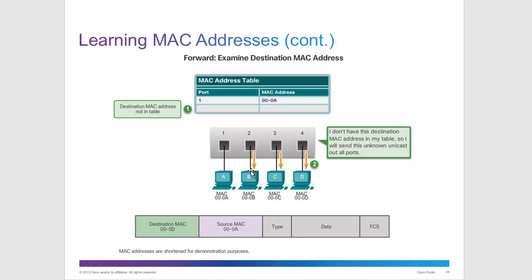So it floods the frame out all unknown ports if that MAC address is not in the MAC address table. But if the address is in the MAC address table and it knows that 000B is on port 2, then this wouldn't happen. It would just send out ports 3 and 4. So I hope that's clear.